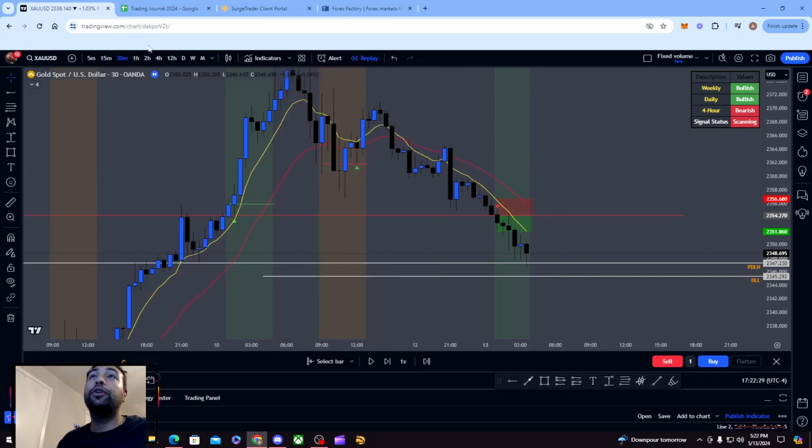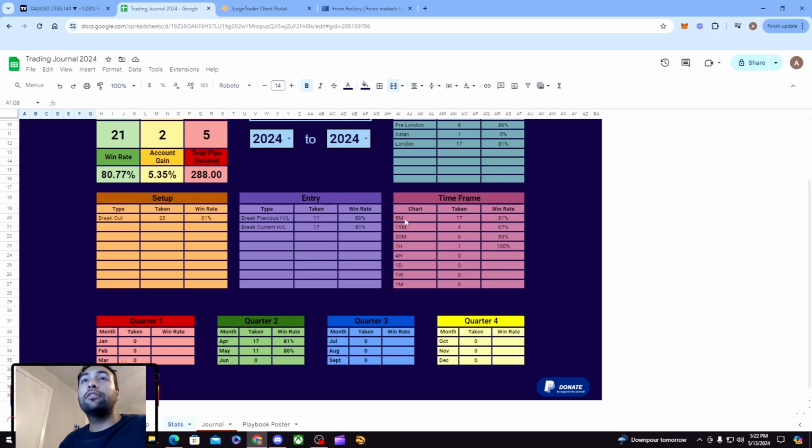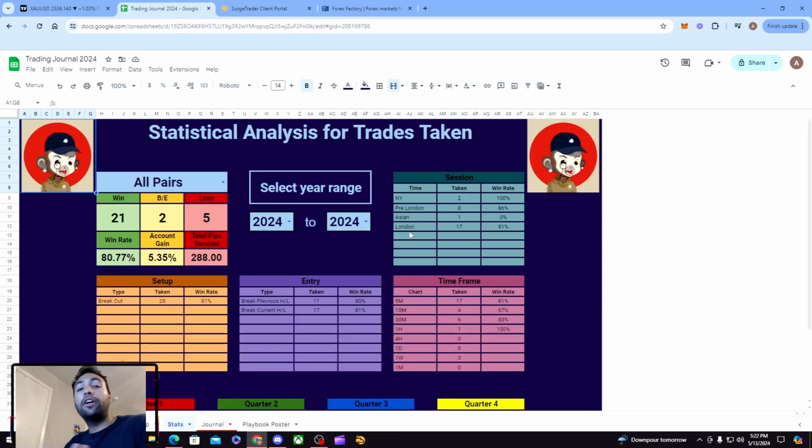And then I'll show you guys my trading journal, how I'm going so far on the challenge account. I got 21 wins, 2 break evens, and 5 losses. I've got an 80% win rate right now. Not too bad. That's it, guys. I'm going to keep it short.